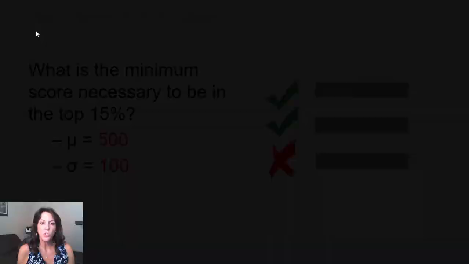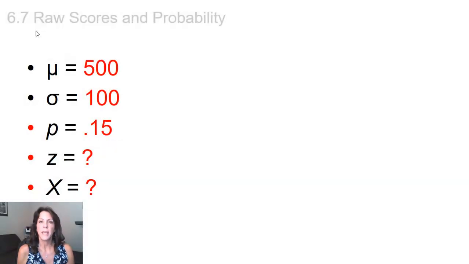So what we would do is we take some very key information. You take your mean, your standard deviation, and then we would turn that top 15% into a probability or a proportion. We're looking for 0.15 in the tail, right? So what is a z-score that's associated with 0.15 in the tail? Let's take a look.